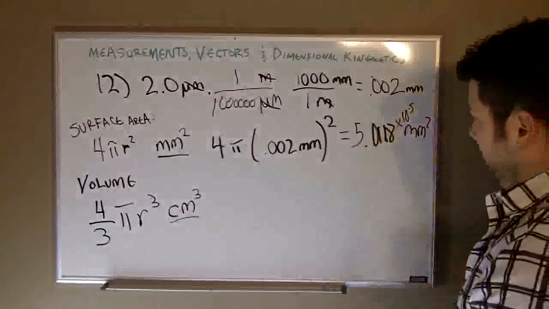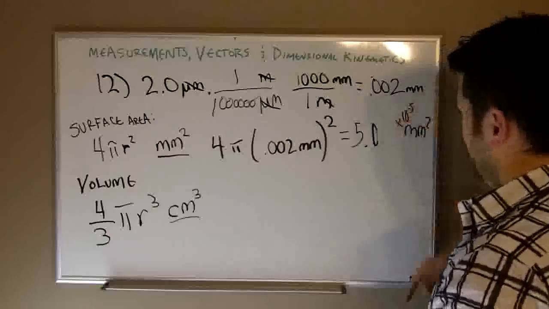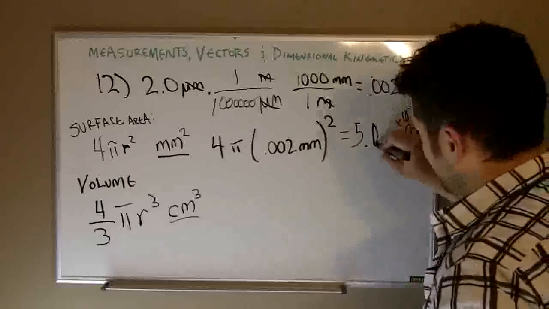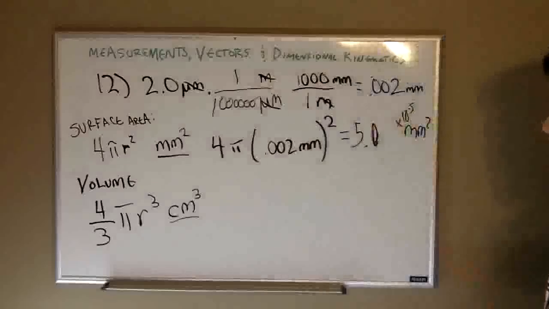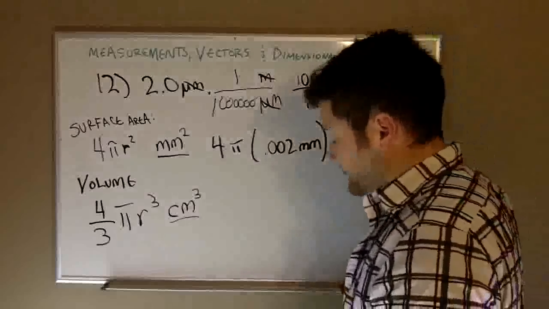So if it was 5.08 whatever, 118, you're just going to want to change this into two significant figures, which would be 5.0 times 10 to the negative 5th. Again, that answer is not right.